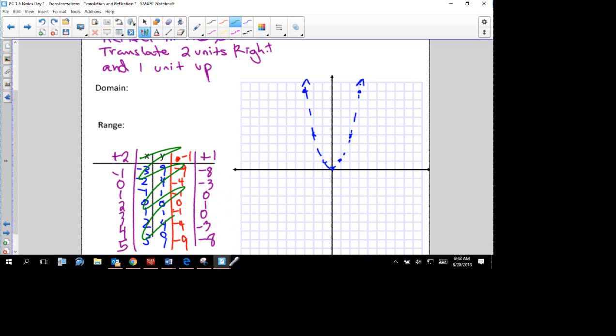You only graph the outermost x and the outermost y for your final answer. So negative 1, 8, negative 1, negative 8. Zero, negative 30.